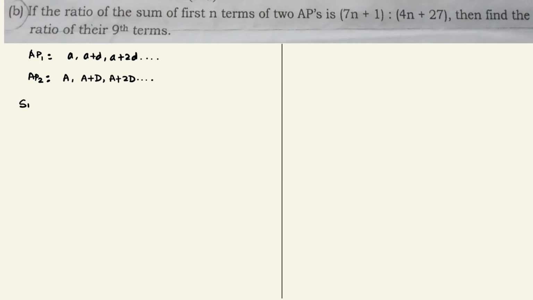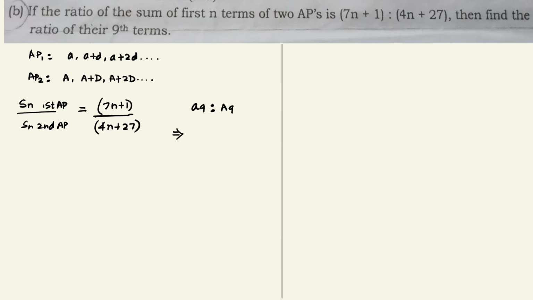Now, what is given? The sum of n terms for the first AP divided by the sum of n terms of the second AP is equal to 7n plus 1 divided by 4n plus 27. Okay, now we are supposed to find what? We are supposed to find small a9 is to capital A9, the ratio of their ninth terms.